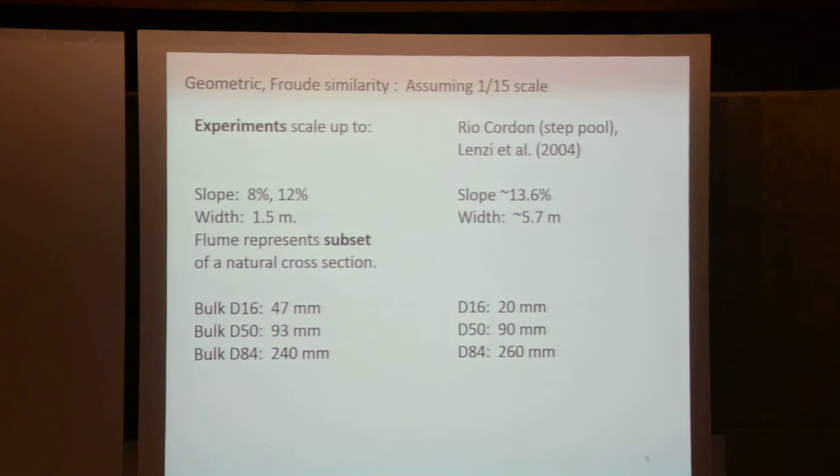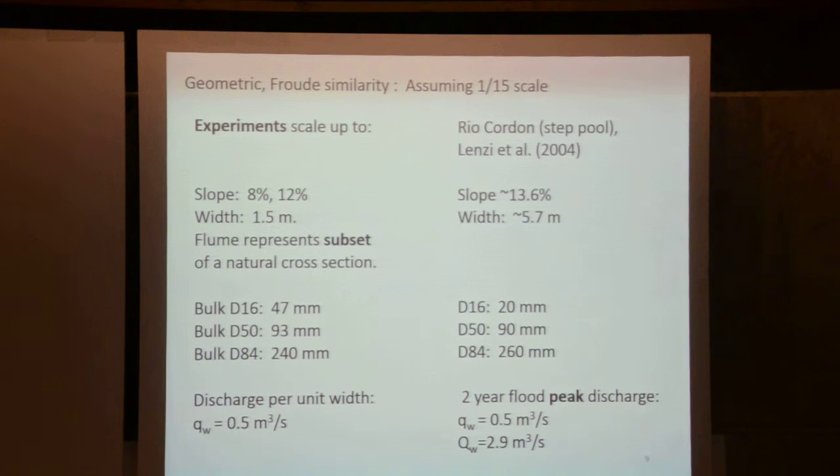The grain size distributions, when I scale them up, would end up being something like this. Basically, the bulk D50 is fairly comparable to what you see, at least on the surface in the field. D84, the smaller size fractions are a little coarser in the experiments. For clarity, your D50 on your flume is 6 millimeters then, about? Scale of 1/15? The bulk D50 was about 6 millimeters.